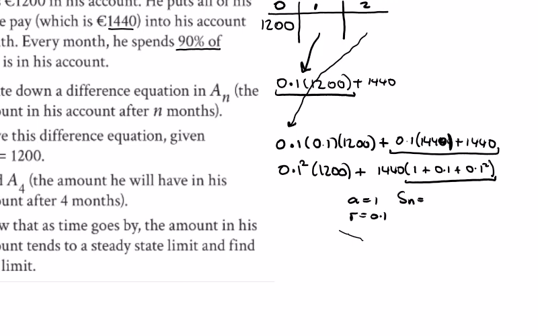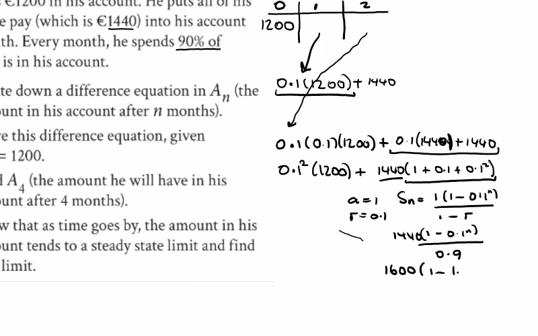So Sn is equal to A times 1 minus R to the power of n over 1 minus R, which is, on top, 1 minus 0.1 to the power of n, and 1 minus 0.1 on the bottom is 0.9, with the 1440 in front. 1440 divided by 0.9 is 1600, so it'll be 1600 times 1 minus 0.1 to the power of n. So that's going to be 1600 minus 1600 times 0.1 to the power of n.